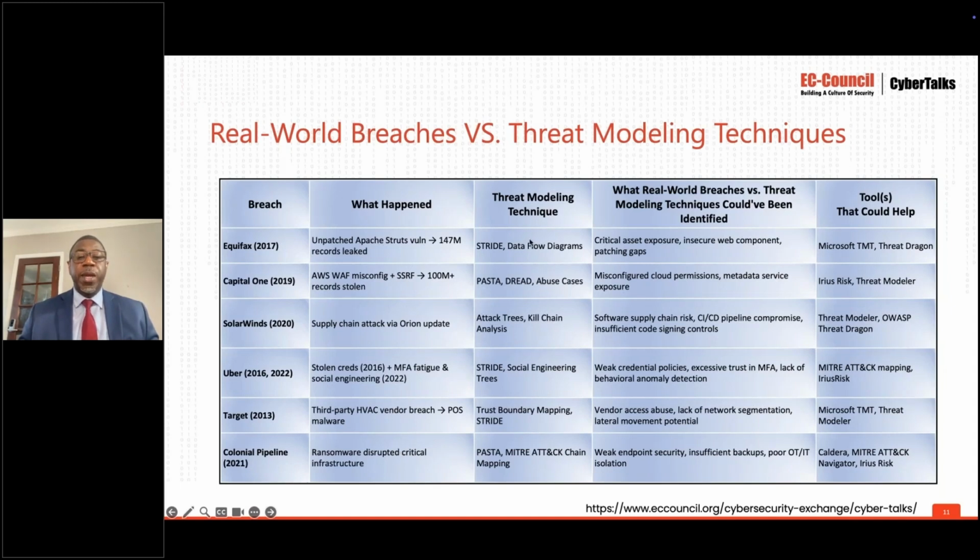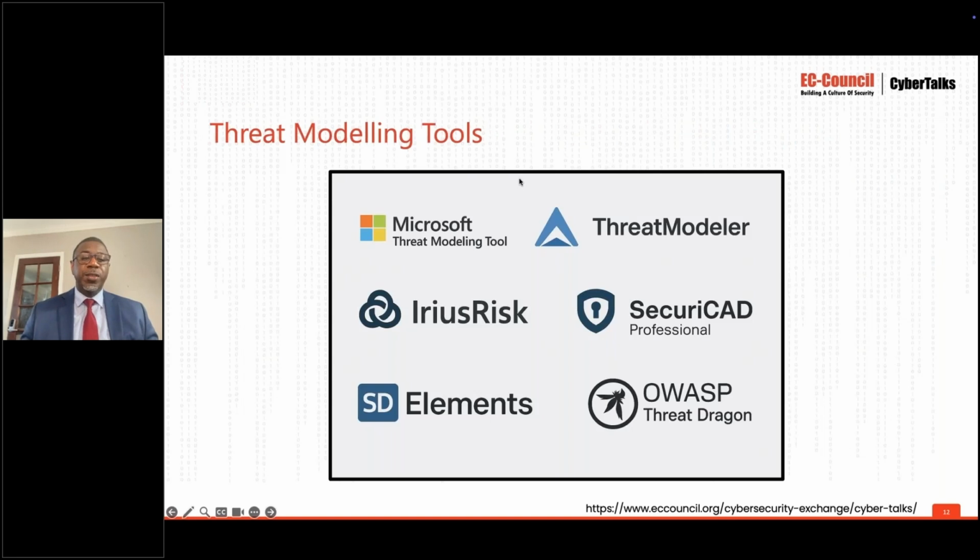We see the threat modeling techniques that could have been used to assist. We also see the world breach first, what was identified, and how these could have been relieved or remediated. And then we see the tools that could have been used to remediate a lot of these. Threat modeling tools were mentioned in SAF previously, and these are some of the threat modeling tools. We're going to look at a few of them.